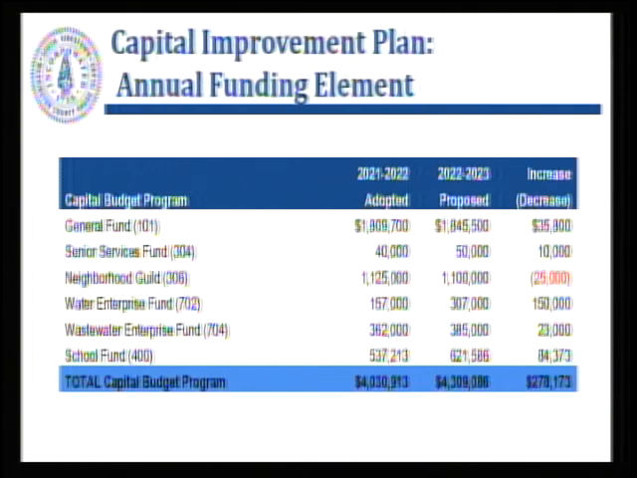For FY 22-23, this is a snapshot of the various categories of the capital budget program, the largest being the general fund, which is the municipal side of the capital budget, and the enterprise funds, and then, of course, the school fund, which is what we are here to have the council discuss tonight.